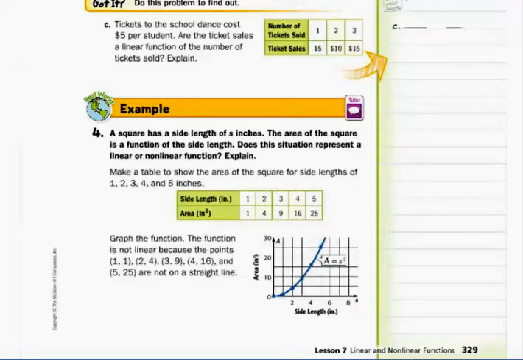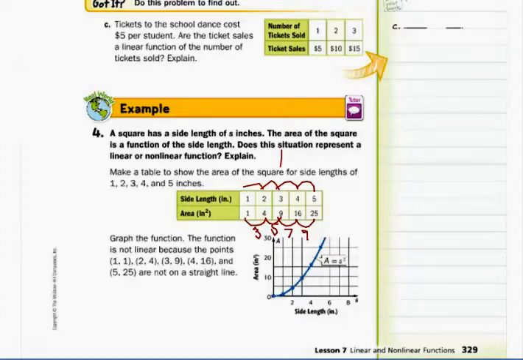All right, so let's try example 4. A square has a side length of s inches. The area of the square is a function of the side length. Does this situation represent a linear or nonlinear function, and explain? So looking at this, I'm going to do nothing more but look at the rate of change. As these all go up 1, this goes up 3, this goes up 5, 7, 9. So is the rate of change the same? 3 over 1, 5 over 1, 7 over 1, 9 over 1? Absolutely not. So they are not linear. It is a nonlinear function.